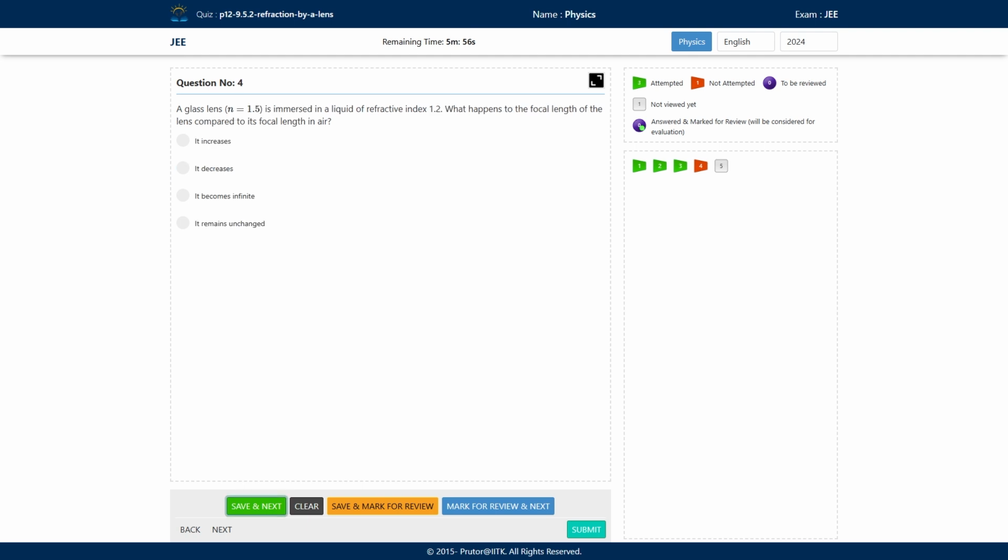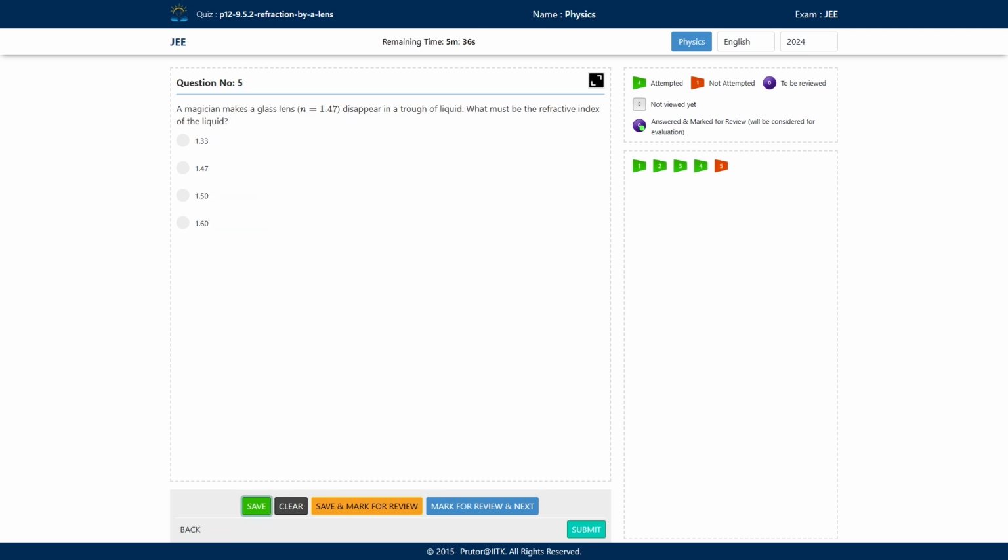A glass lens n = 1.5 is immersed in a liquid of refractive index 1.2. What happens to the focal length of the lens compared to its focal length in air? Okay, glass lens. So the focal length will increase.